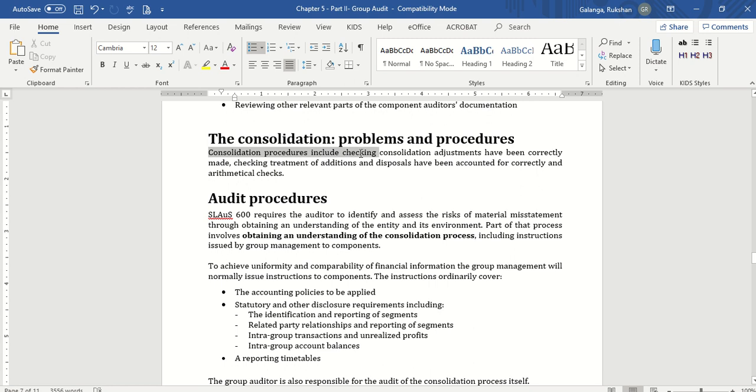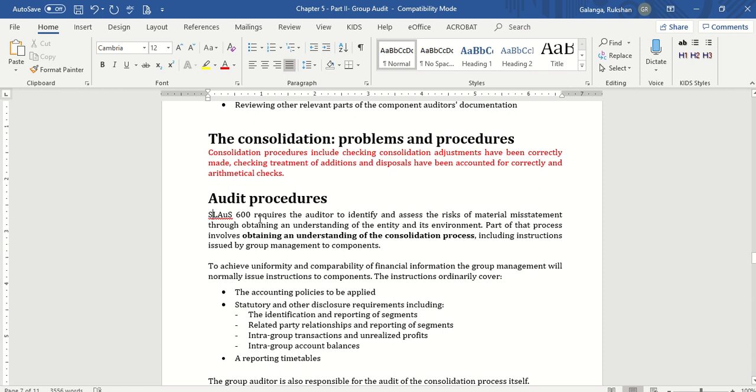Consolidation procedures, including checking that consolidation adjustments have been correctly made, checking that the treatment of additions and disposals has been accounted for correctly, and the arithmetical checks. This is a very important thing the group auditor has to perform. He should know whether they have done the group accounts preparation correctly and properly. That is the responsibility of the group auditor. So what audit procedures can he do?